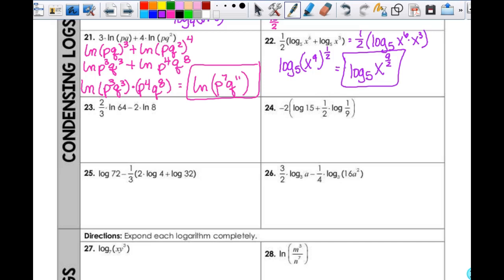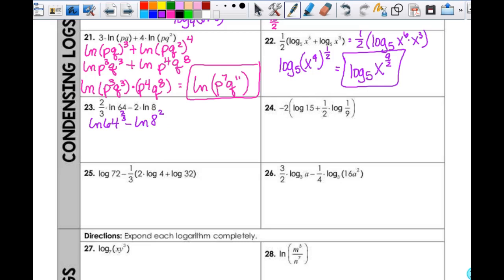So now let's look at 23. I've got some subtraction here, but one of the differences between 22 and 23, you see how that 1/2 was outside the parentheses, so it goes to the whole thing? This 2/3 is not. It's an exponent, but it doesn't apply to the whole thing. Does that make sense? So it only applies to that one right there. So we'll get that fixed first. So this is going to be the natural log of 64 to the 2/3 power minus the natural log of 8 squared. Okay, so let's think about what that 64 to the 2/3 power is.